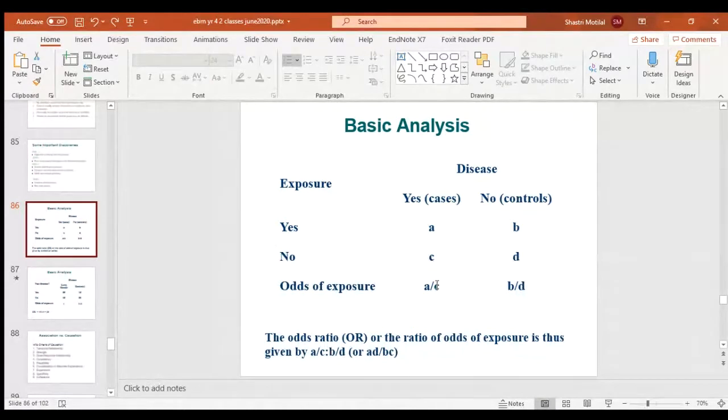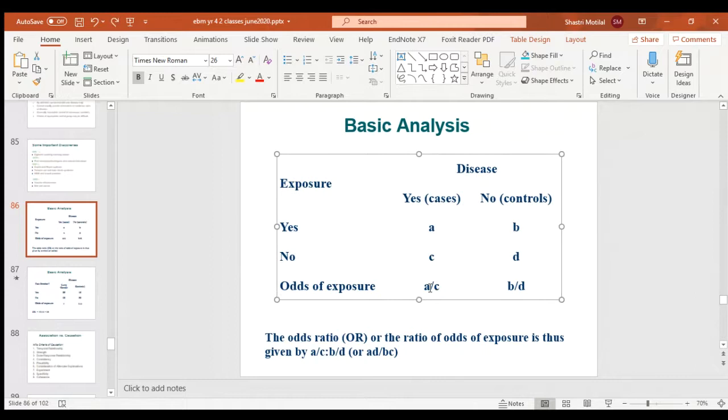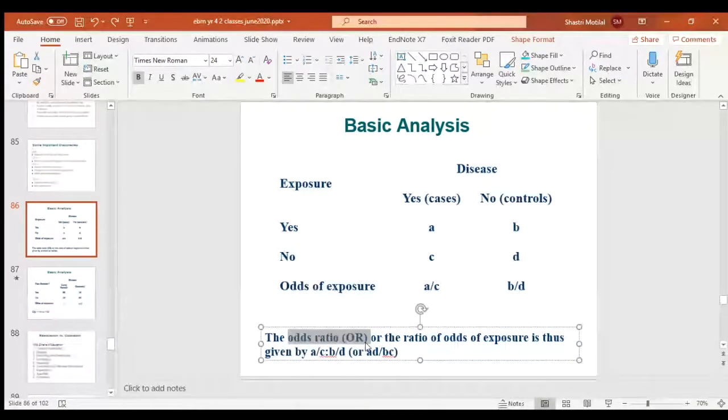So here we have the odds of exposure, A over C, in the cases, and here we have the odds of exposure in the controls. If we take this odds and divide it by this odds, then we get the odds ratio, right? So we get the odds ratio.